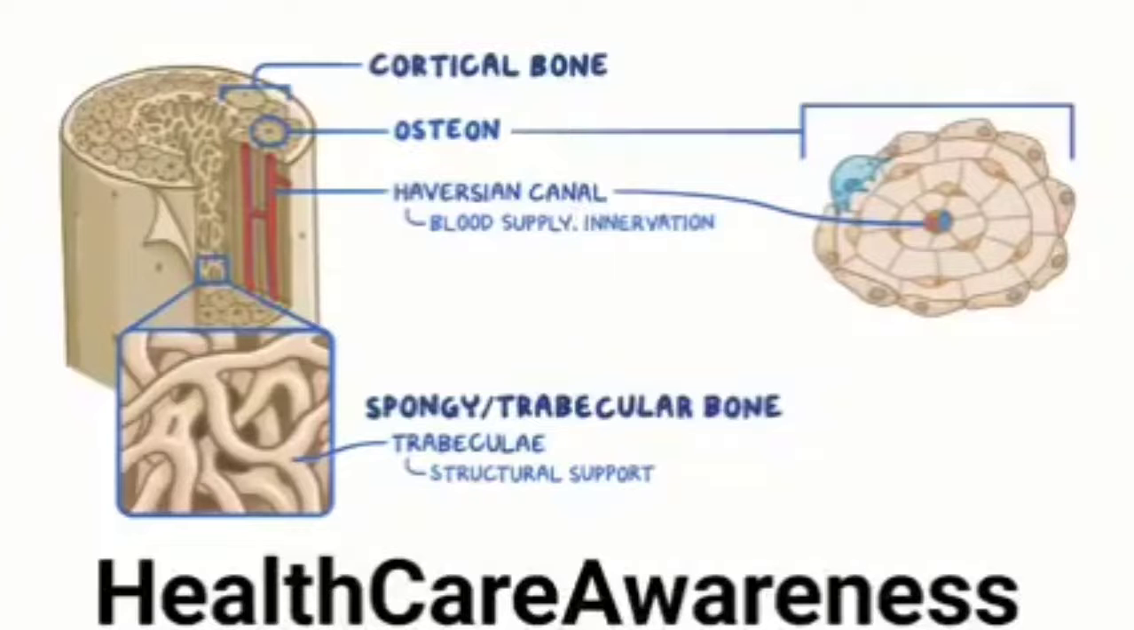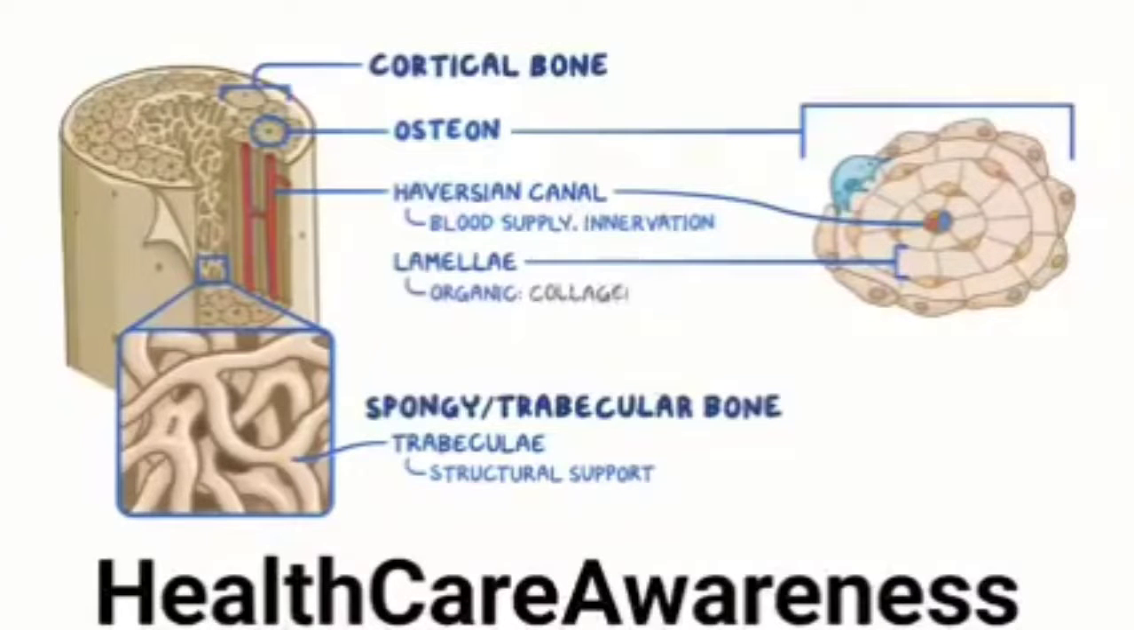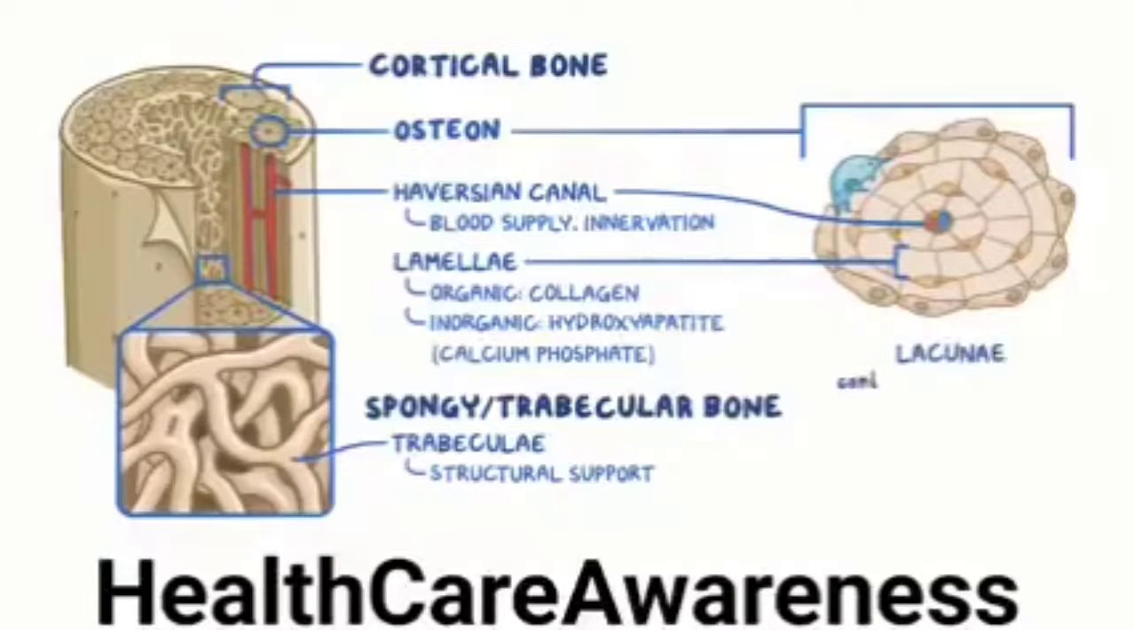Around the haversian canals, there are concentric lamellae, which look a bit like tree rings. The lamellae have an organic part, which is mostly collagen, and an inorganic part called hydroxyapatite, which is mostly calcium phosphate. In between neighboring lamellae, there are spaces called lacunae, which contain bone cells called osteocytes.